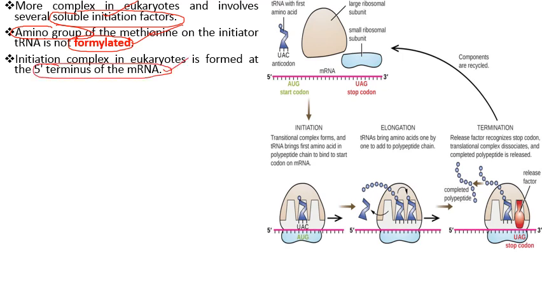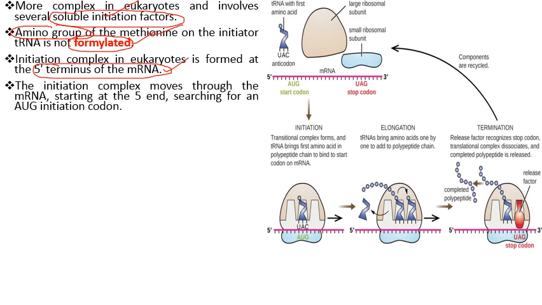So there are no sequences like Shine-Dalgarno sequences present in the eukaryotic mRNA. So the initiation complex moves through the mRNA starting at the 5' end, searching for an AUG initiation codon. So the initiation complex moves along the mRNA, and where it finds the initiation codon, from there it starts the formation of a peptide.